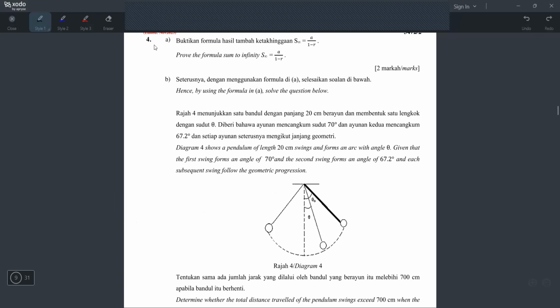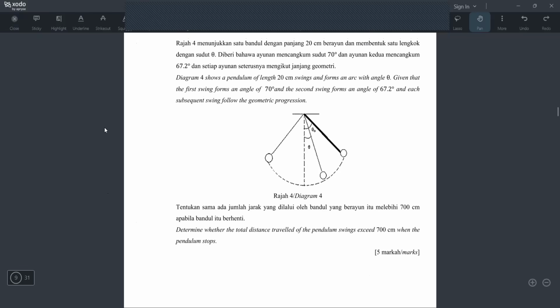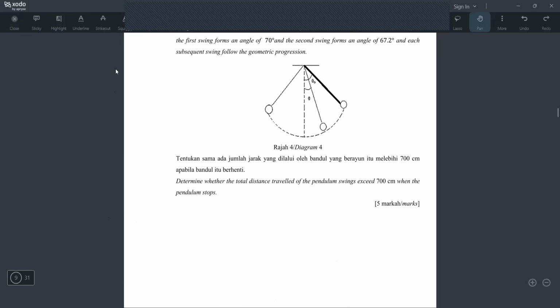Okay, let's continue. Number 4A. They want me to prove the formula for the sum to infinity, S infinity equals A over 1 minus R. So it's only worth 2 marks, right? So where should I do this? Okay, let's do it here. Number 4A. Okay, I'll do it here.